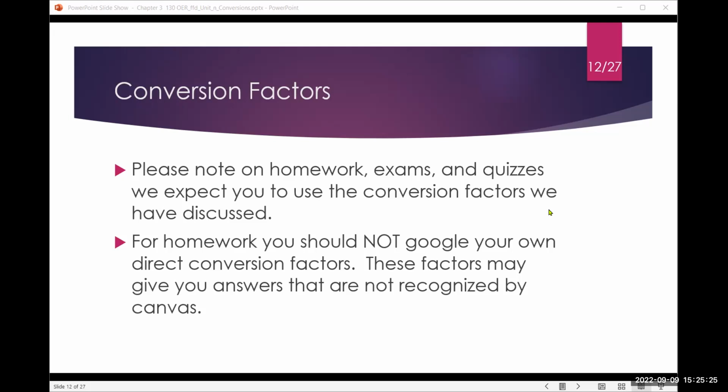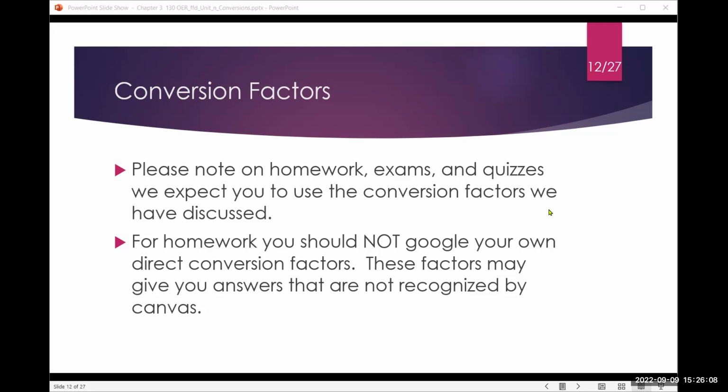All right, so practice. You got an exam obviously next week and so forth. Try not to Google your own conversion factors. Use our conversion factors, and we say that because Canvas answers are based on the conversion factors we give you. There are thousands of conversion factors out there with a different number of significant digits, and when you use those and plug them in, it could change the value that Canvas recognizes as a correct answer. Not to say it's incorrect, but Canvas will treat it as incorrect, and then you won't get credit for it.